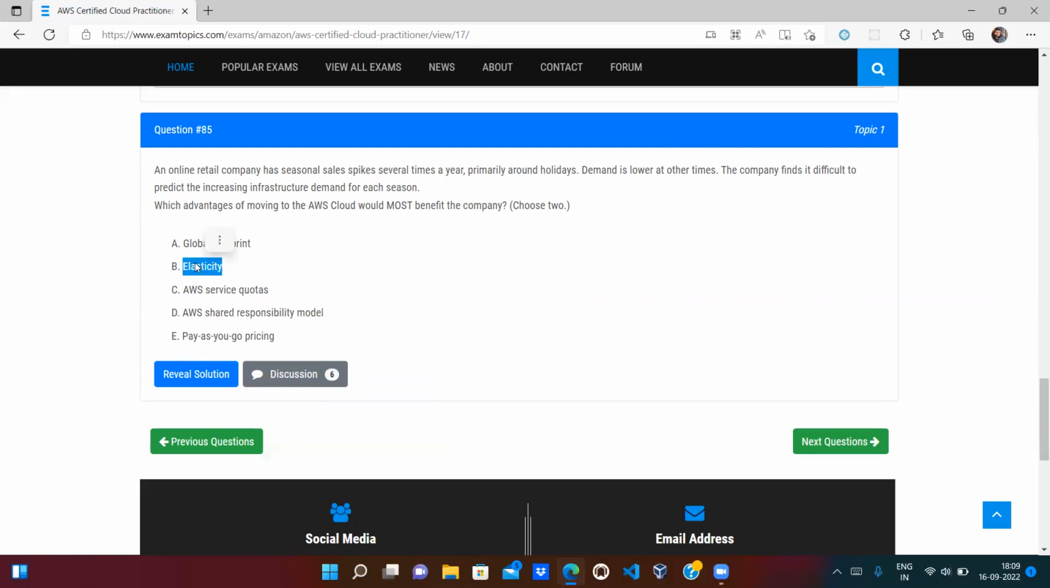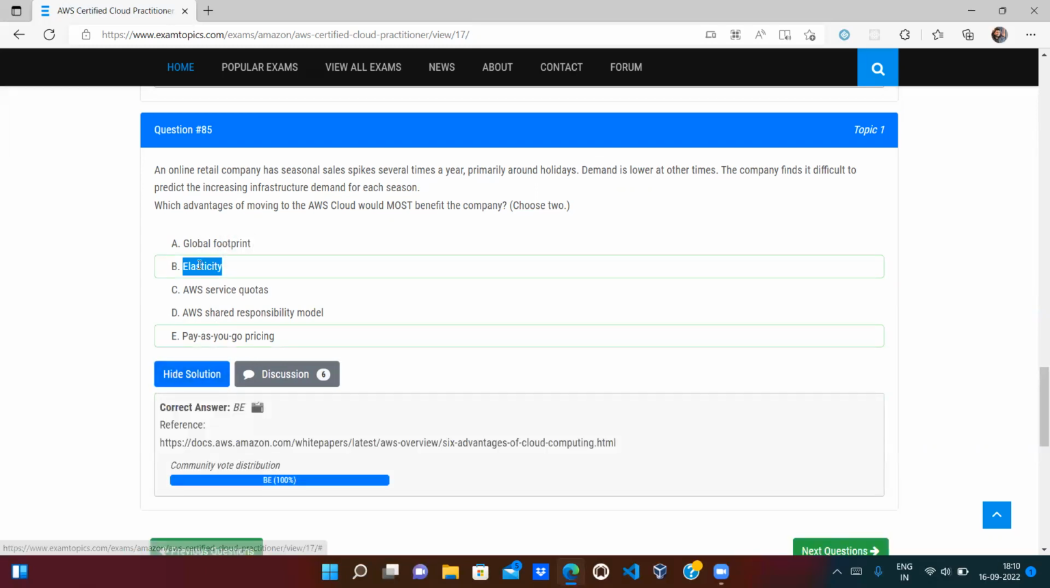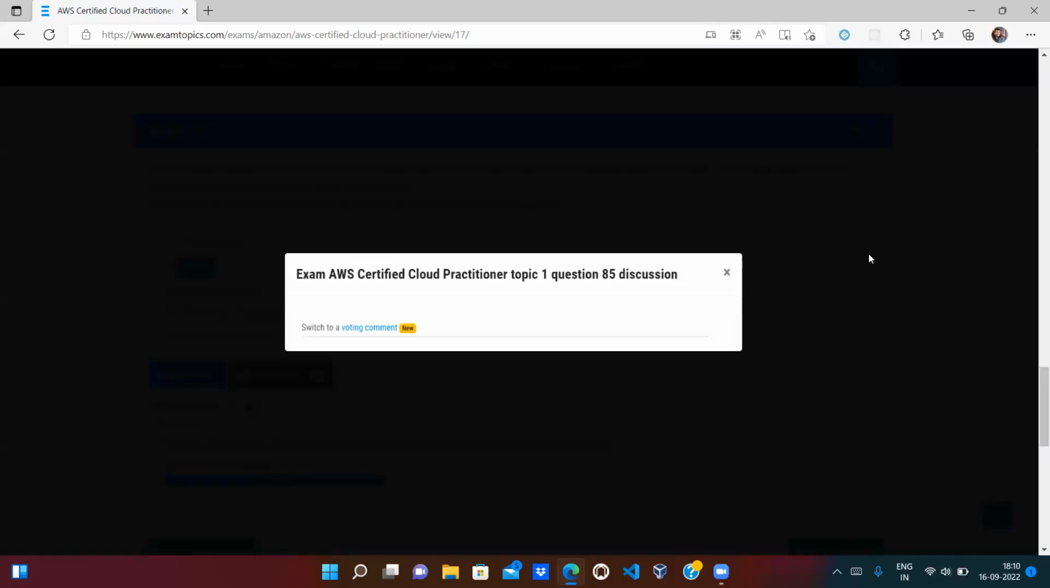Along with the elasticity. Elasticity means if there is a spike, then automatically, if you are using the auto scaling group, you will get the extra CPUs or extra EC2 instances, and as soon as the holiday is over and the demand is lower, the particular EC2 gets terminated automatically. So that is elasticity and pay as you go pricing. So B and E looks like the correct answer.